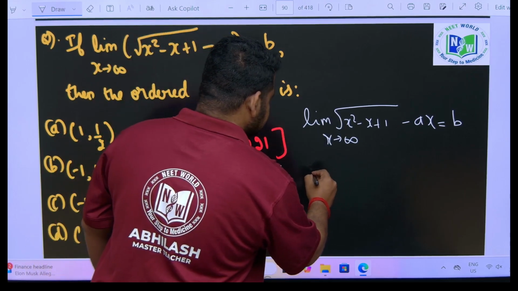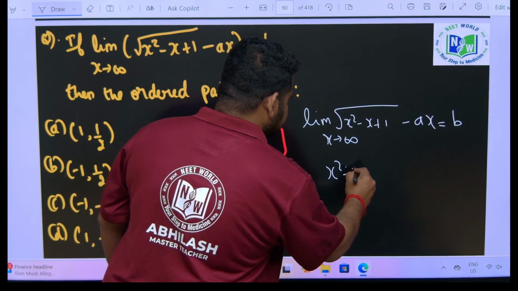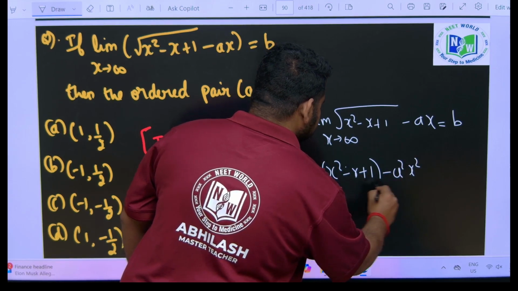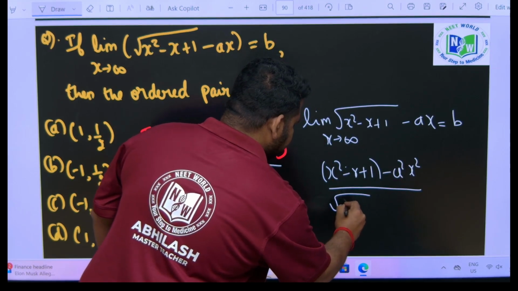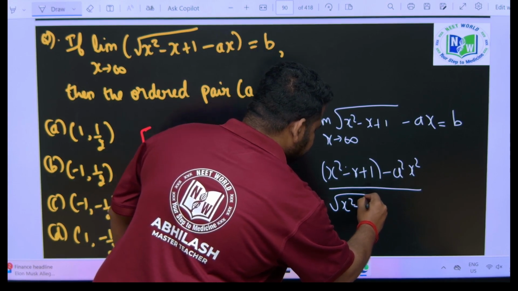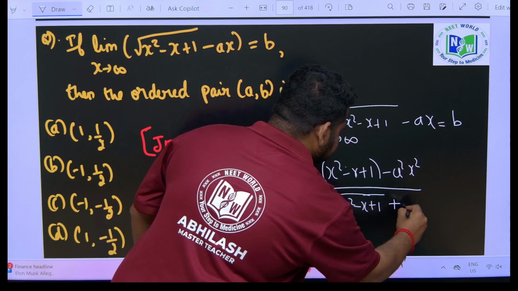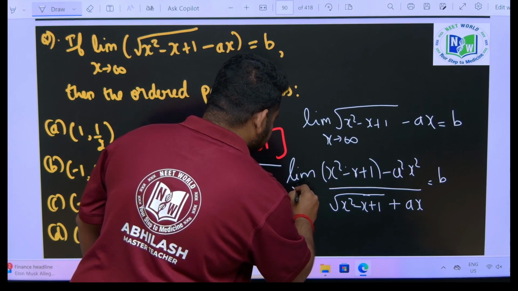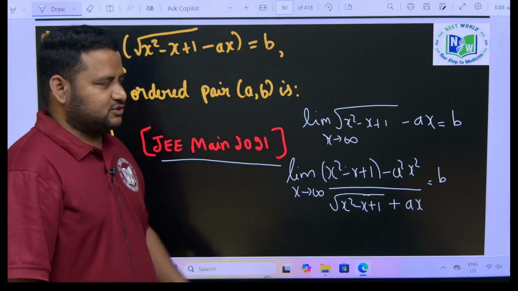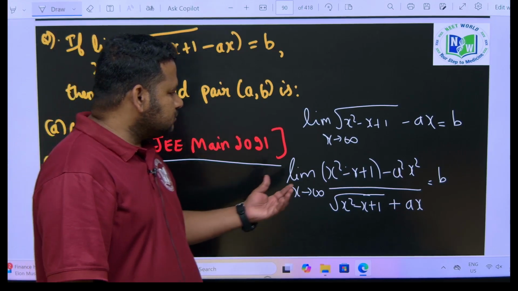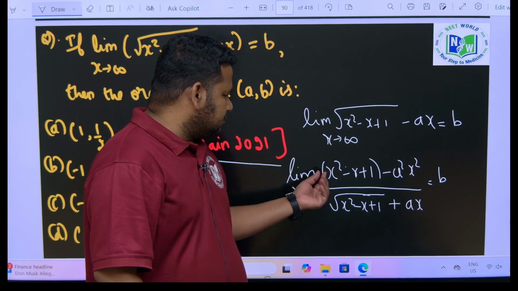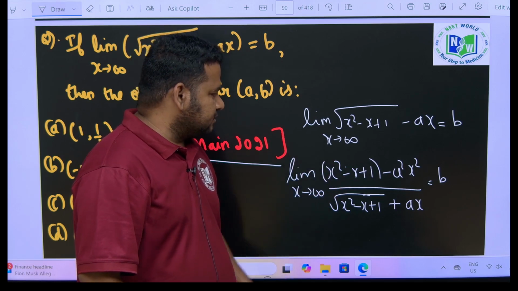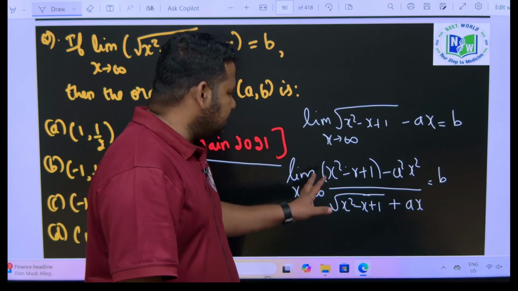I will get x square minus x plus 1 minus a square x square, divided by square root of x square minus x plus 1 plus ax, equal to b, limit as x tends to infinity. Suppose if I put the value of x here, I'll definitely get an indeterminate form. Okay, so let us check. But they have made it equal to b. So let us evaluate this limit.